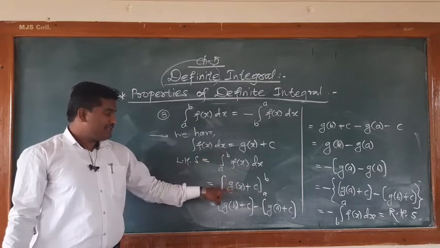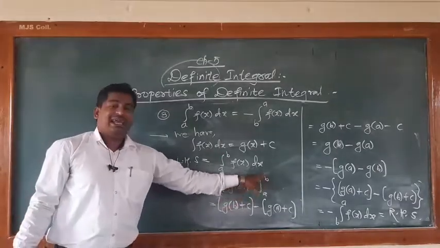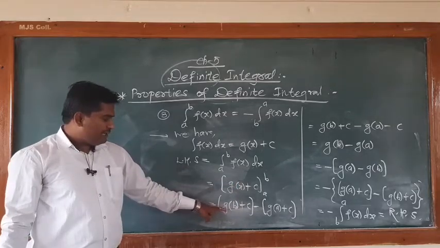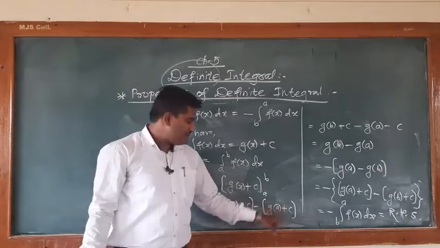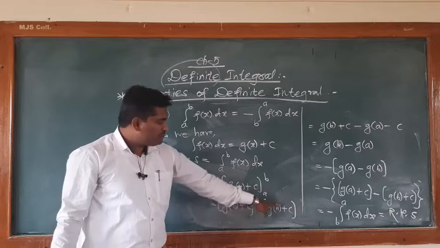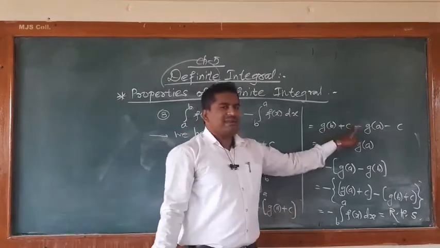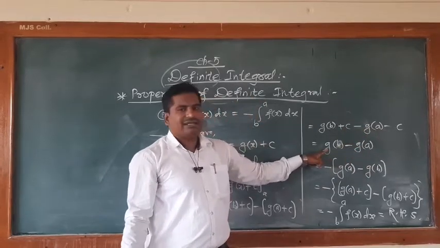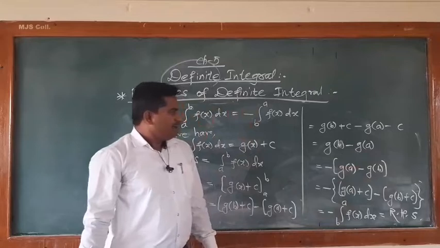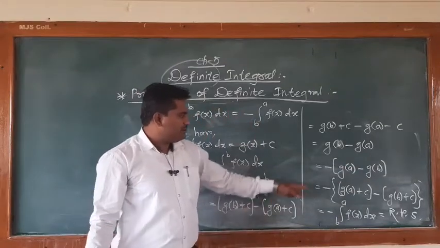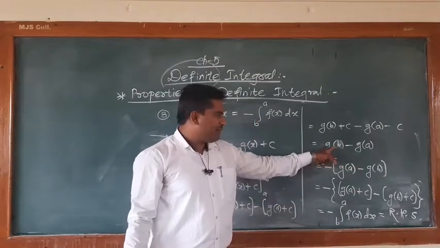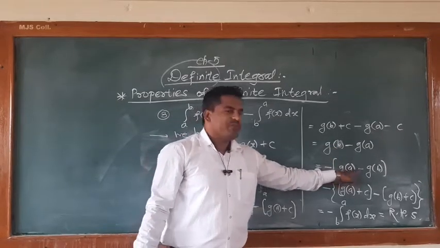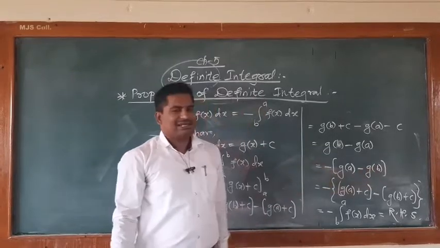Then we apply this definition, g of x plus c from a to b. By applying the lower bound and upper bound, we get g of b plus c minus g of a plus c. By applying the minus sign on both, we get g of b plus c minus g of a minus c. This c is cancelled, and then we get g of b minus g of a. We can change the lower bound with the upper bound by taking the minus sign as common. Then we get minus of g of a minus g of b.